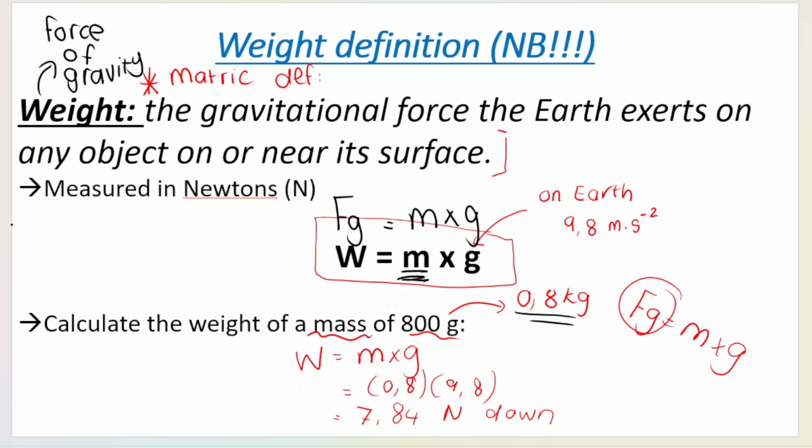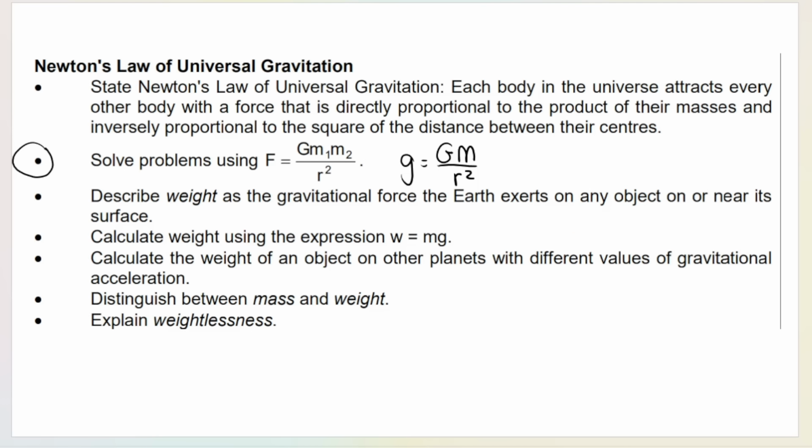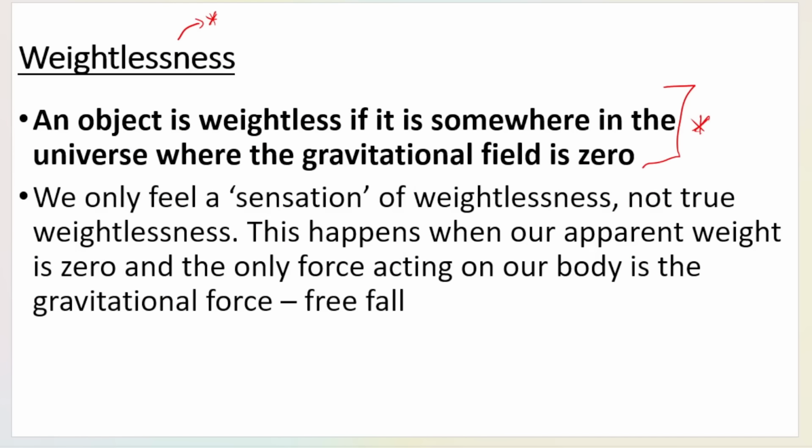Please, it's very important to know the differences between mass and weight. And according to exam guidelines, you also need to be able to explain weightlessness. Now, weightlessness of an object is basically a sensation. We only feel a sensation of weightlessness, not true weightlessness. And it basically happens when the only force acting on our body is gravitational force, free fall. So if we jump off of something, then we'll experience a sensation of weightlessness. So an object is weightless if it is somewhere in the universe where the gravitational field is zero.